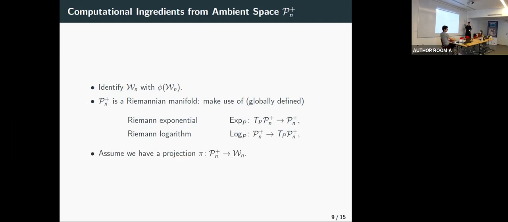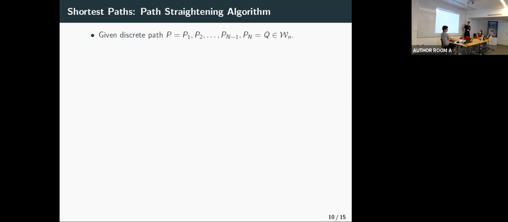For this talk, magically, we assume that we have a projection pi from the strictly positive definite matrices onto Wald space, which is not trivial at all, but it's possible to do it numerically with some tricks. All right. Now what we do is, for now, assume we have already given a discrete path in Wald space. So we have 2 points, say P and Q in Wald space. We have already given a discrete path. So we do everything numerically here. So it's a discrete path with capital N points.